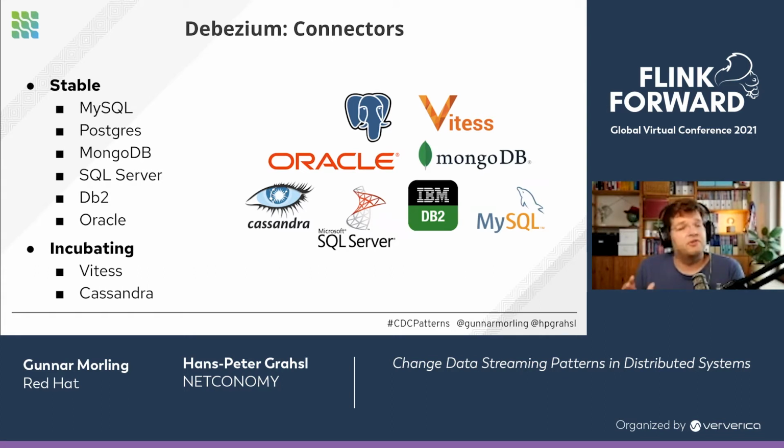There's a group of stable connectors. So there we are really very conservative when it comes to changes to the event format. You really can rely on this format being stable. And then we have 2 more connectors for Vitess and Cassandra, which are NoSQL databases, which are currently in the incubating state. So they are under active development. The event format might change, the configuration options might change, and so on.